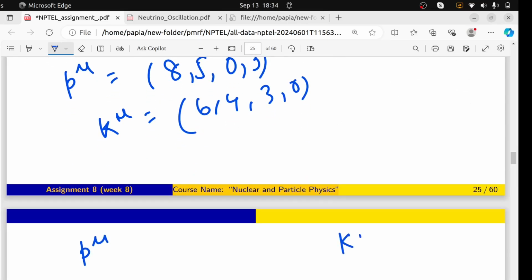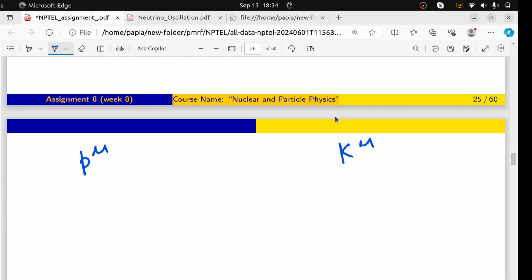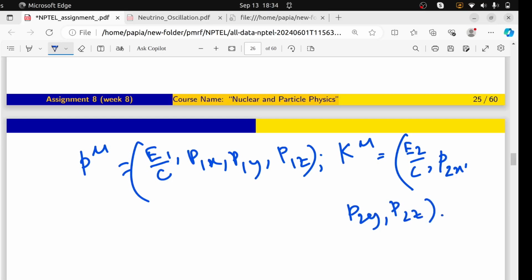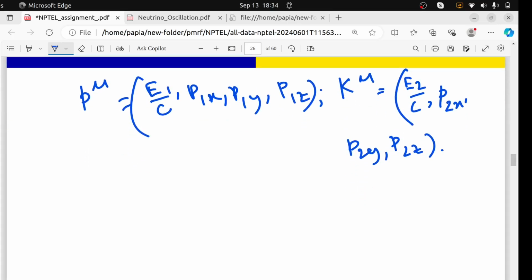Let's see one thing. Whatever we are talking about, p mu as well as k mu, is nothing but a 4-momentum. In 4-momentum we can always write it like, let's say, E1 by C, P1x, P1y, P1z, and here also E2 by C, P2x, P2y, P2z. I can write it like that.